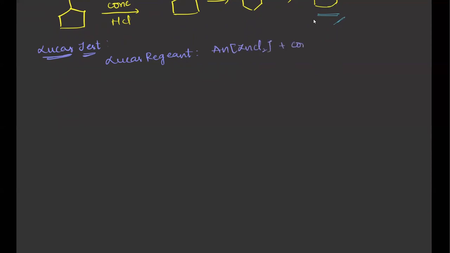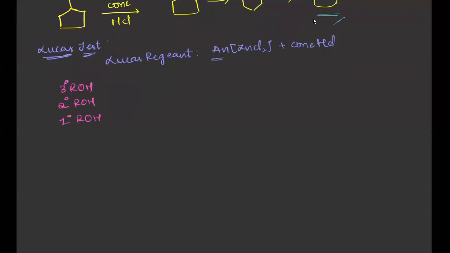plus concentrated HCl. Why are we taking anhydrous? Because concentrated HCl can react with moisture and it could be a vigorous reaction. So hence to avoid it, we are going to take anhydrous ZnCl2. And we have, of course, three types of alcohols: tertiary ROH, secondary ROH, and primary ROH. That is alcohols. And we are going to discuss a term called turbidity here.